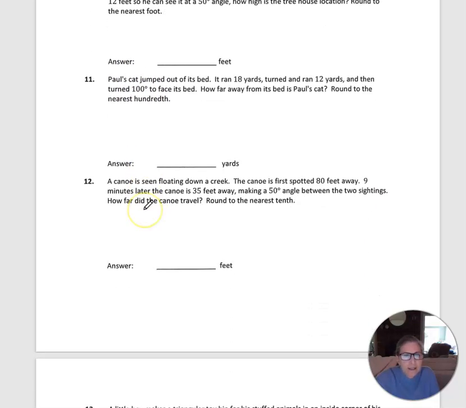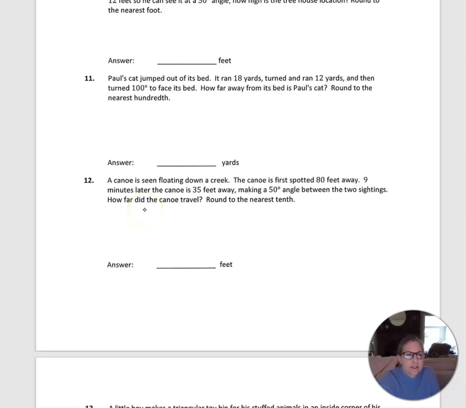Let's do the cat. All right, Paul's cat jumps out of its bed. So boom, here's the cat, and it jumps out of its bed. It ran 18 yards. It turned and then ran 12 yards. And then it turned and it ran to its bed. Now, here's where this gets interesting. Let's talk about these turns. We haven't done one like this.